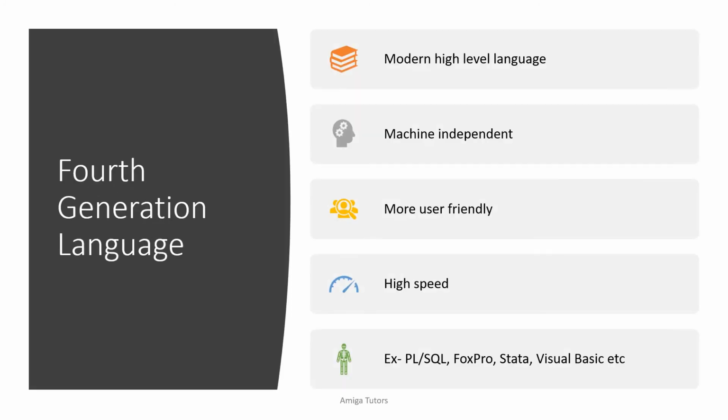Here comes the fourth generation of computer languages, which use modern high-level language and are machine independent and more user-friendly. It is high speed. Examples: PL/SQL, FoxPro, Stata, Visual Basic. Most of these fourth generation languages use only drag and drop. We don't even need to type code. We just drag some devices, we drag some code from elsewhere, and the machine will understand what it is. So this is used for the fourth generation of language.